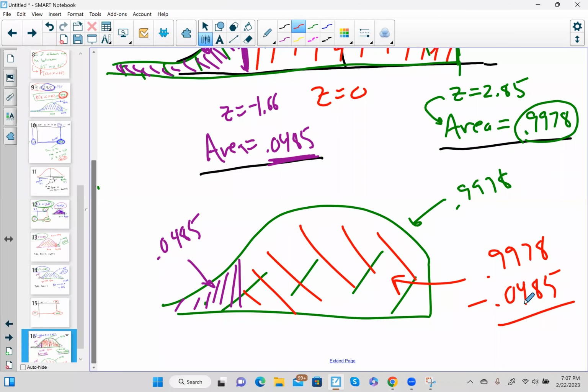Okay, let me pause for a minute there. Any questions about that idea? I think I'm getting 0.9493 as an answer. Any questions or comments about this? Okay, so we have to use the fact that the chart only gives us area to the left, and then using that chart, we can subtract two areas to get an area in the middle. That was exactly the plan here.